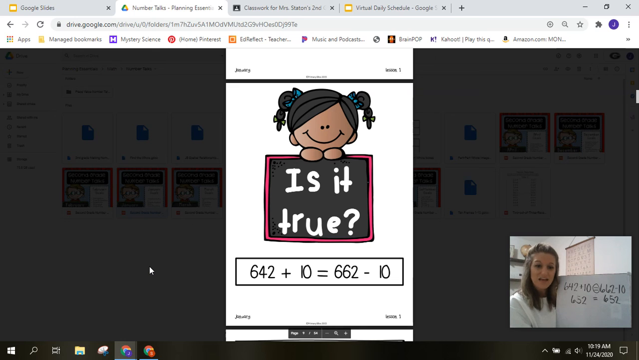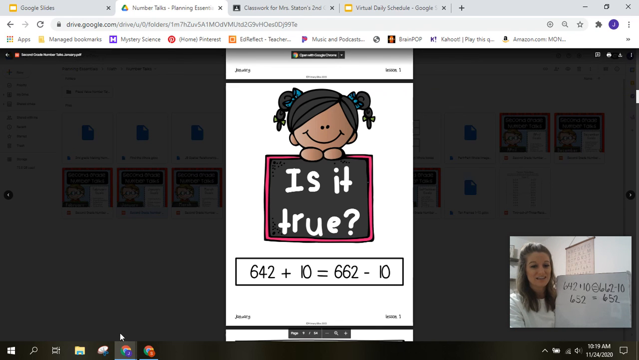You bet it is. Even though they wrote different equations, 642 plus 10 is equal to, or the same as, 662 minus 10. I just wanted you to see some equations and number sentences where you had to figure out whether they were true or not, because you might be seeing those, especially as you get older. So good job. You guys are getting so smart, and I will see you soon.